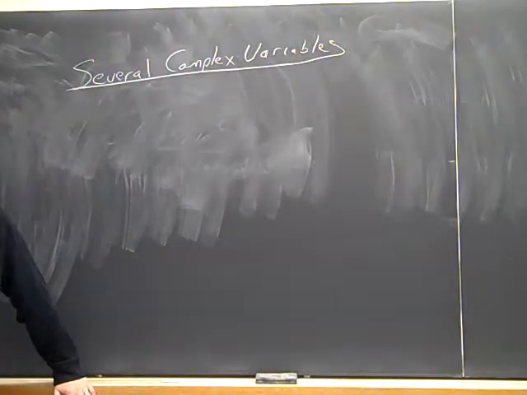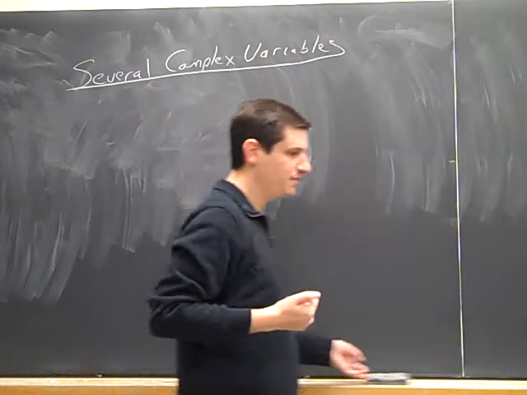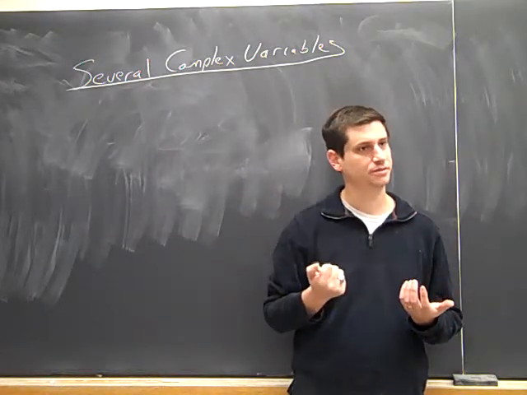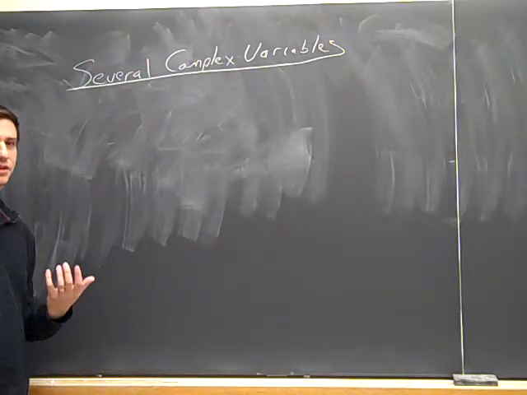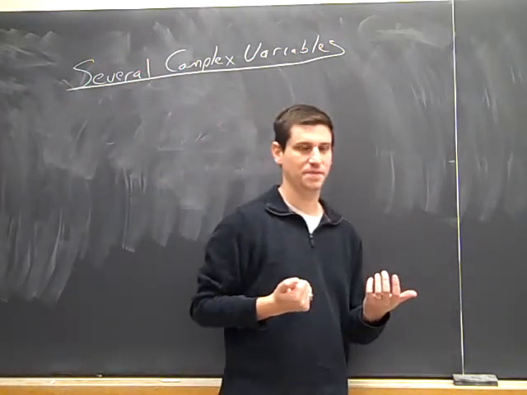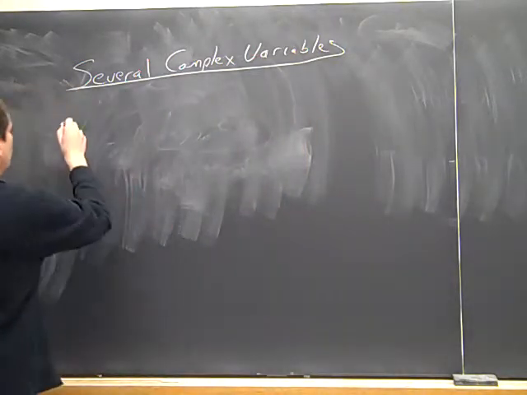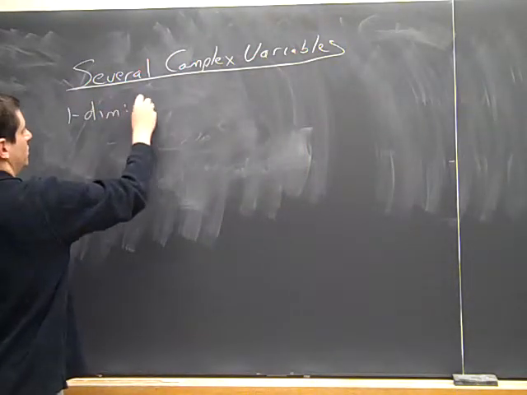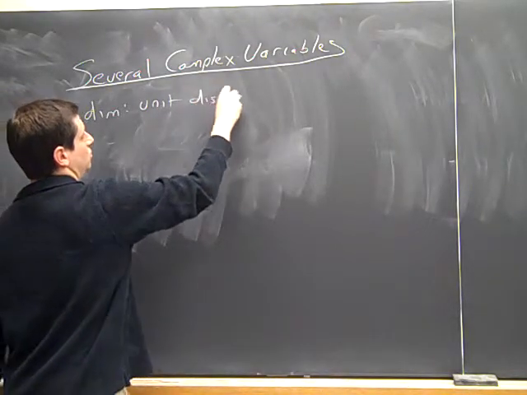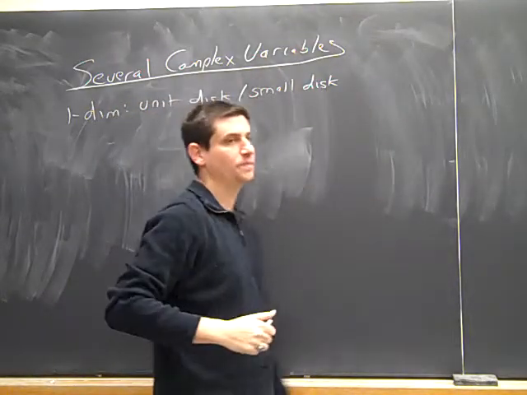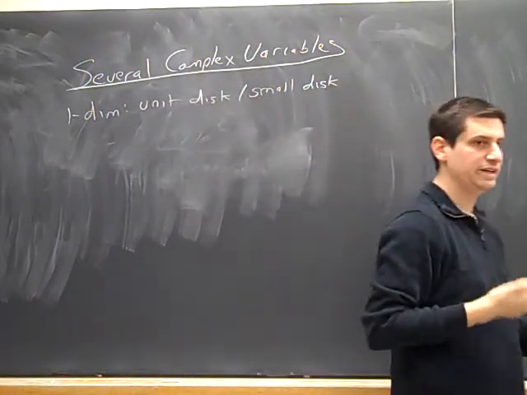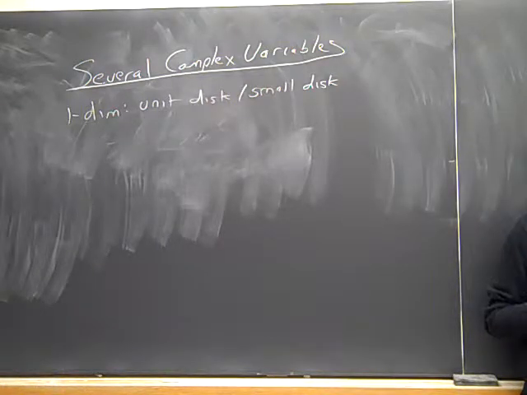The other nice reason to do several complex variables is that it provides a good way to review one complex variable. So in one complex variable, what's the fundamental region we study? Complex plane. Extended complex plane. Okay, complex plane, extended complex plane, that's too global. Open disk. Open disk, unit disks, right? So in one dimension, unit disk, or a small disk. Something like that. So the question becomes, what's the right analog for several complex variables?